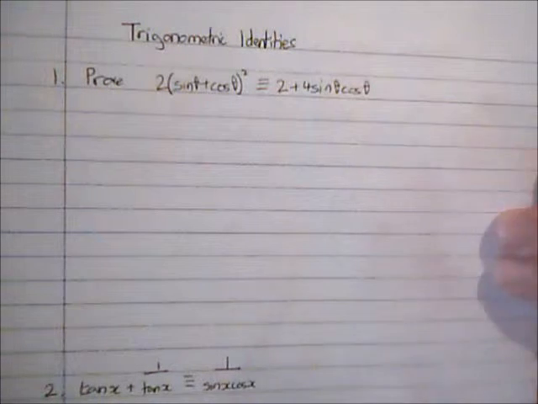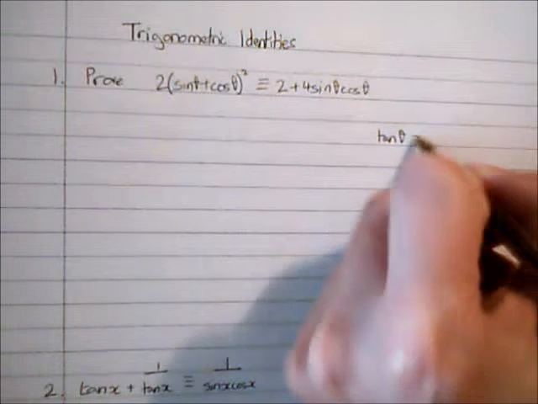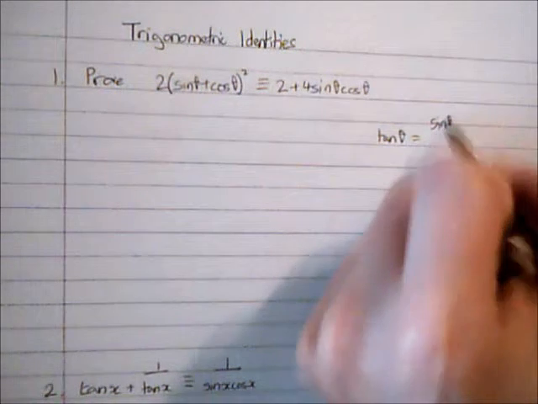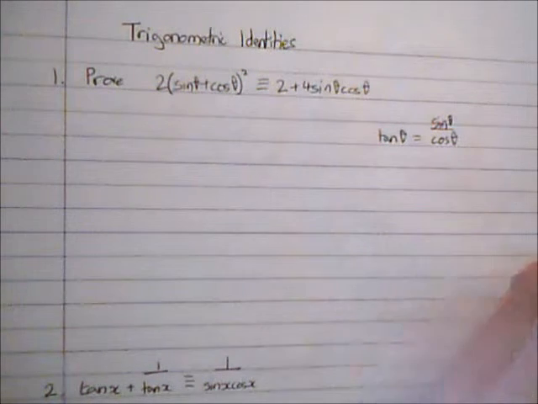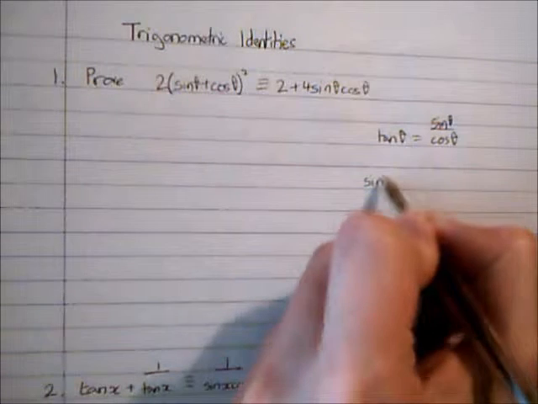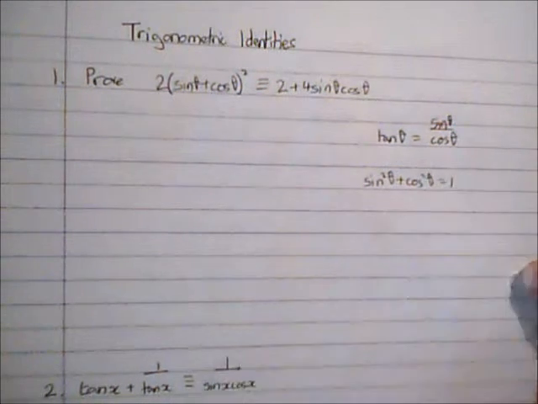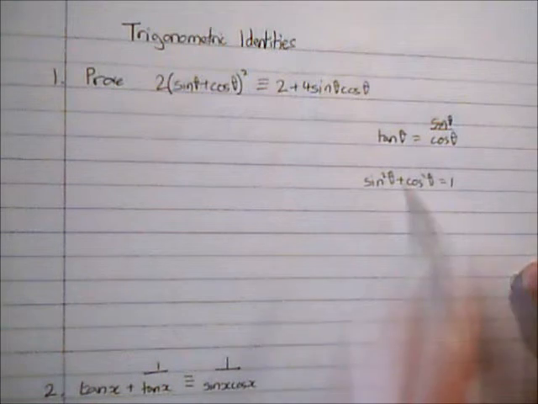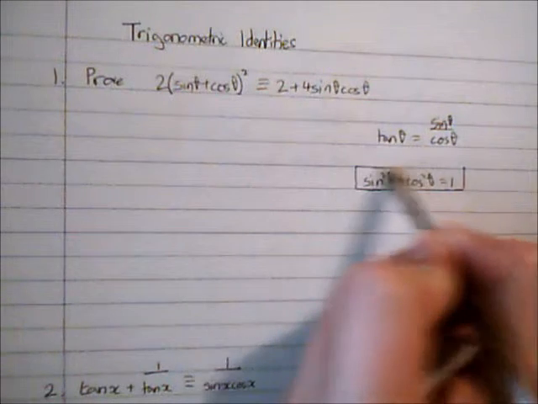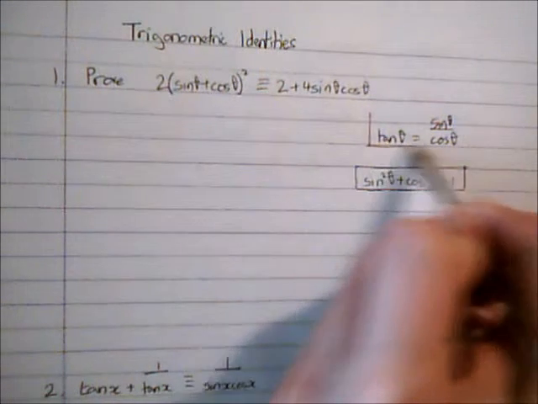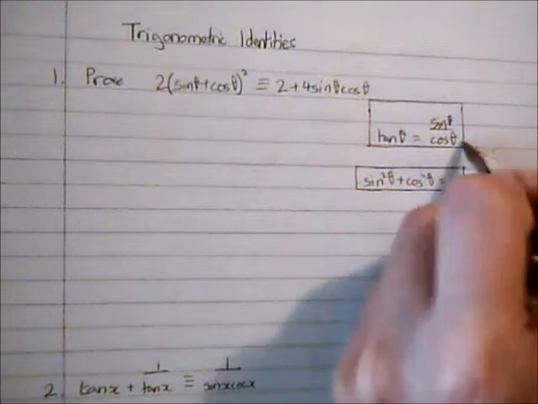The first identity that's useful to know is that tan of theta is equal to sine of theta over cosine theta, and the second one is that sine squared theta added to cosine squared theta is equal to 1. And you are expected to know both of these, and we could go into why these two identities are true, but we're not going to have time for that in this video.